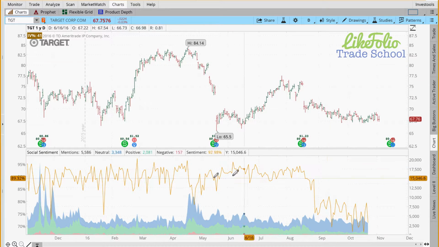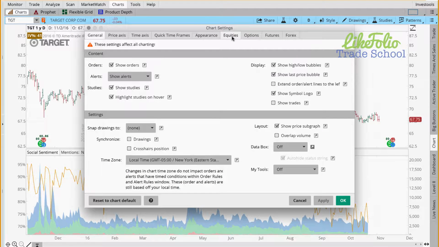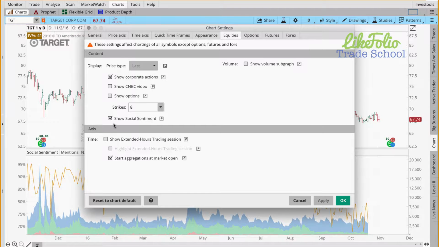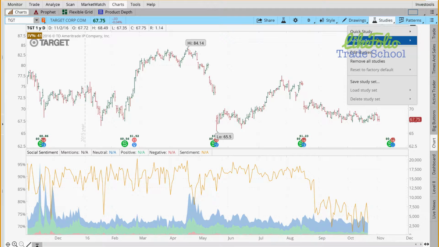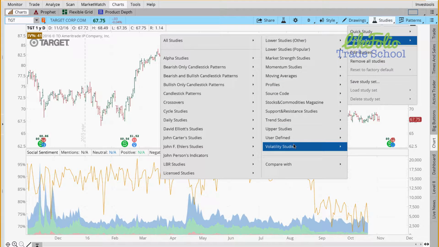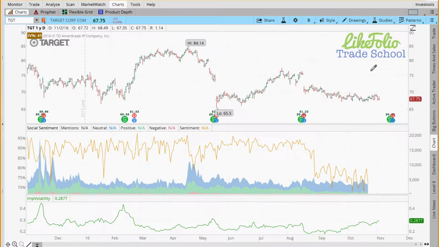So refresh. How do you get social sentiment on your chart? You go up here to Style when you're in the charts. You go to Settings, Equities tab, and Show Social Sentiment. Make sure that's checked. One other thing we want to add here. We want to go up to Studies, Add Study, Volatility Studies, and we're going to add Implied Volatility.